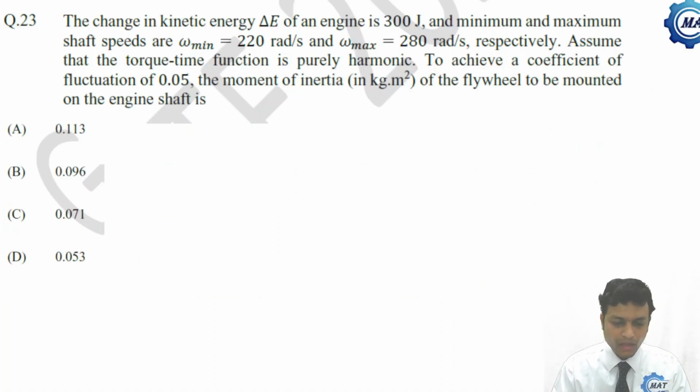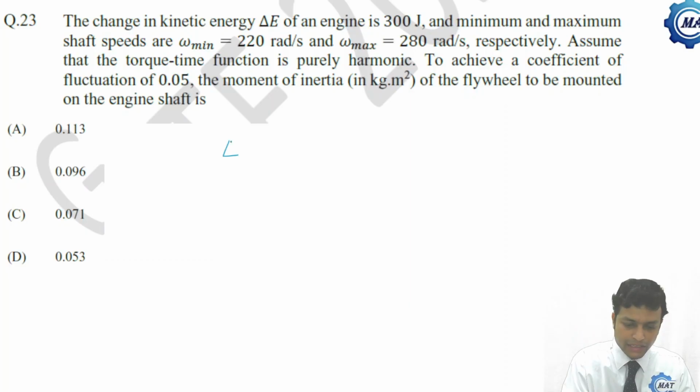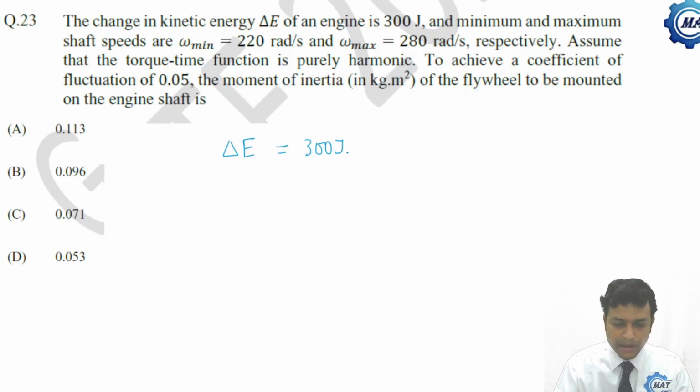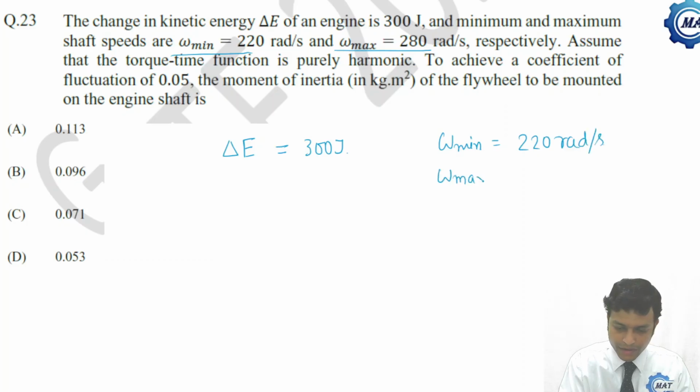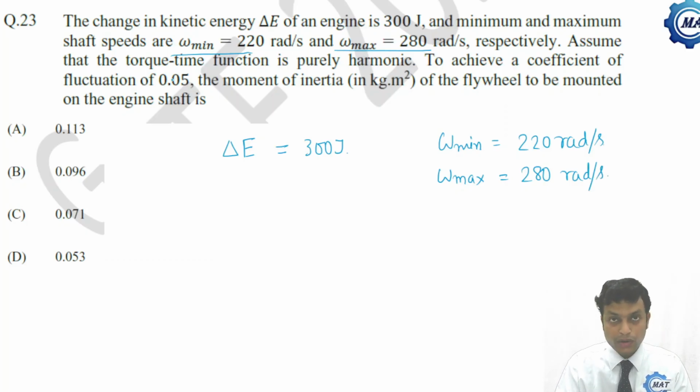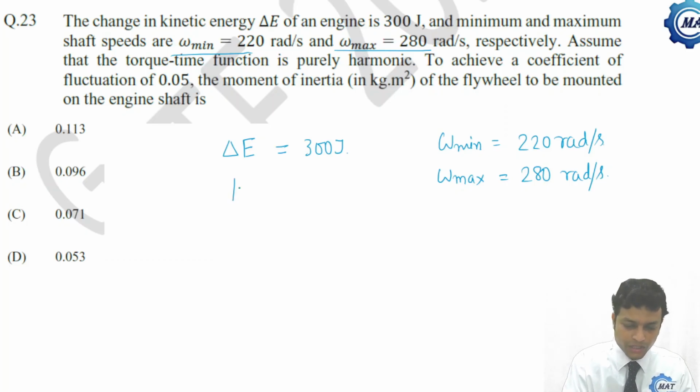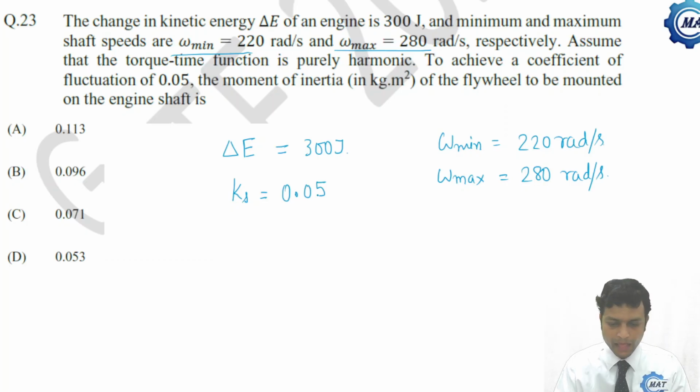Now let us move to the next problem. The change in kinetic energy, delta E, of an engine is 300 joule. The minimum and maximum shaft speeds are given: omega mean is 220 radian per second and omega max is 280 radian per second. Assume that the torque time function is purely harmonic. To achieve a coefficient of speed fluctuation Ks of 0.05, the moment of inertia of the flywheel to be mounted on the engine shaft is to be determined.